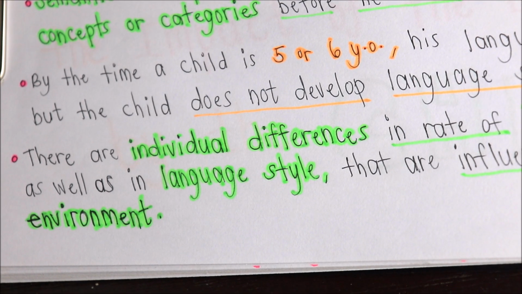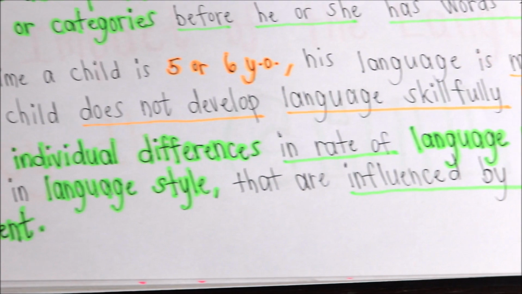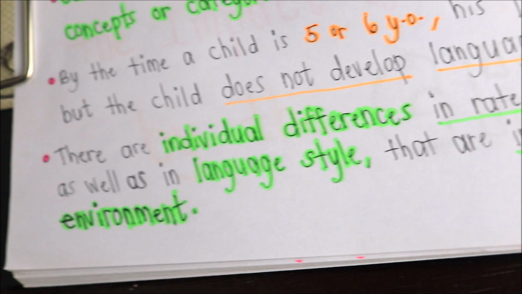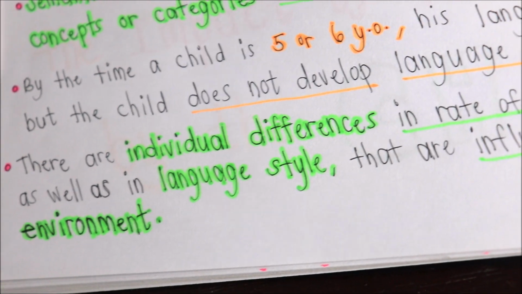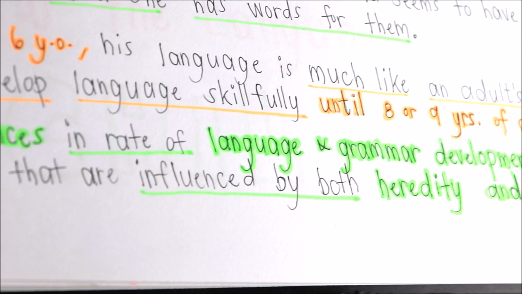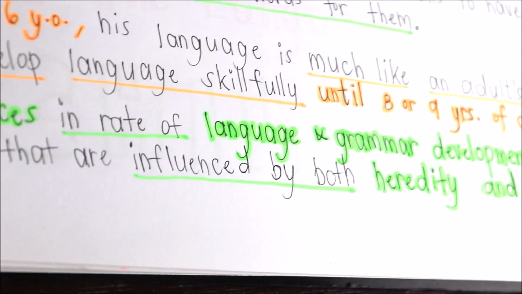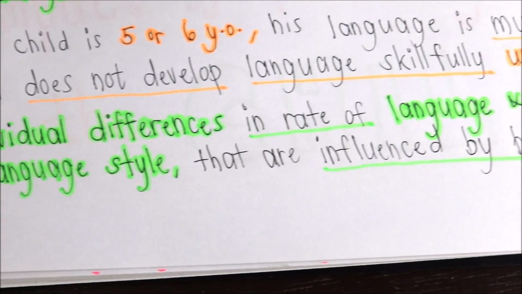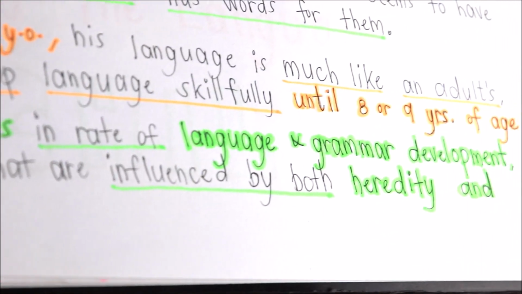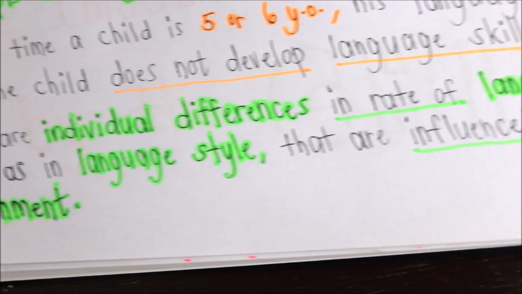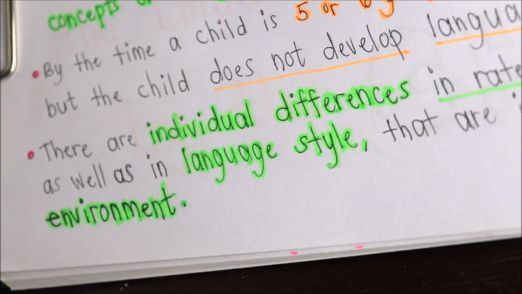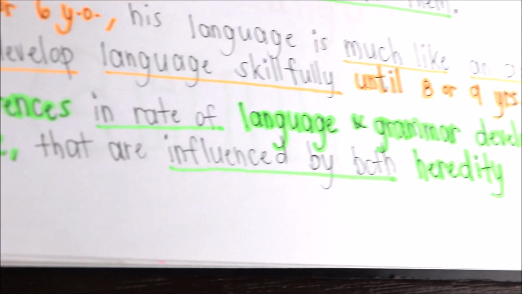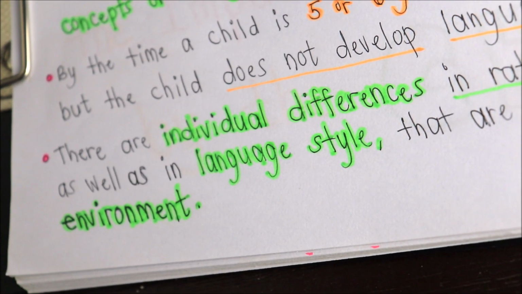By the time a child is 5 or 6 years old, his language is much like an adult's. But the child does not develop language skillfully until 8 or 9 years of age. There are individual differences in rate of language and grammar development, as well as in language style, that are influenced by both heredity and environment.